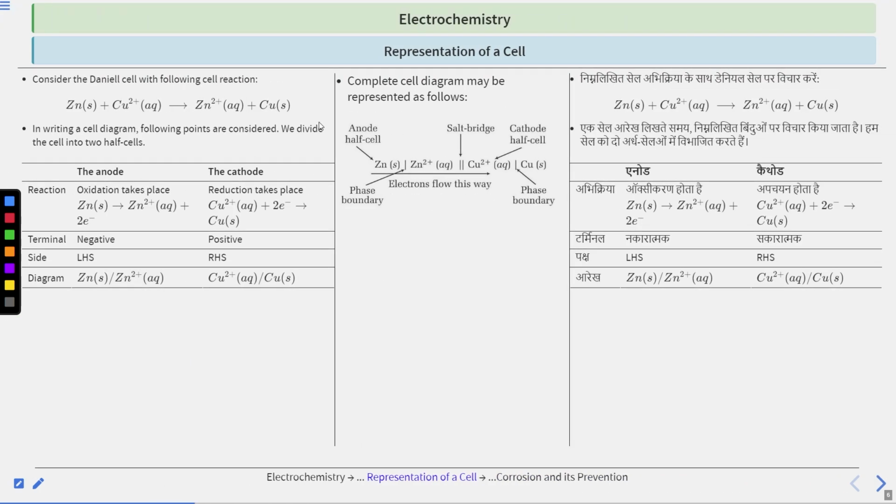Now let's talk about the representation of a cell. How can we represent a cell? So consider the Daniell cell with the following cell reaction: Zn plus Cu2+ will give us Zn2+ plus Cu. Now the complete cell diagram may be represented as follows for this cell. That is zinc in solid.